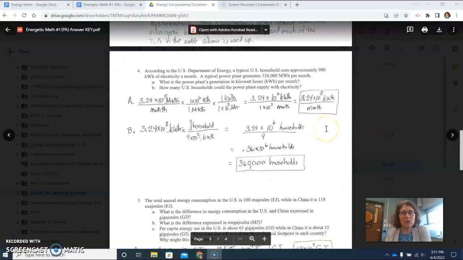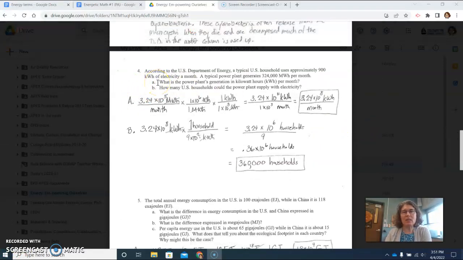All right, so let's take this question one part at a time. Part A asks us, what is the power plant's electricity generation in kilowatt hours per month? So really, this is just asking us to convert from megawatt hours to kilowatt hours. So it's really just a problem of dimensional analysis. Again, if you're setting it up using scientific notation, you really aren't going to need a calculator. So how do we start this off?